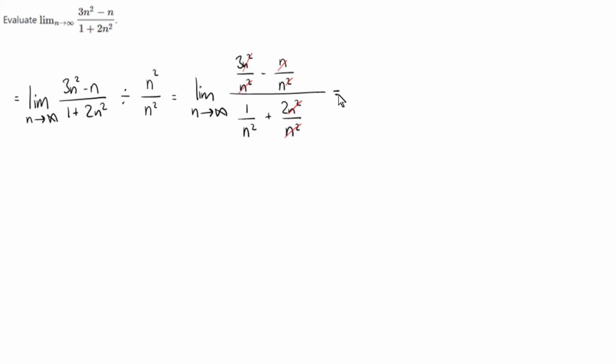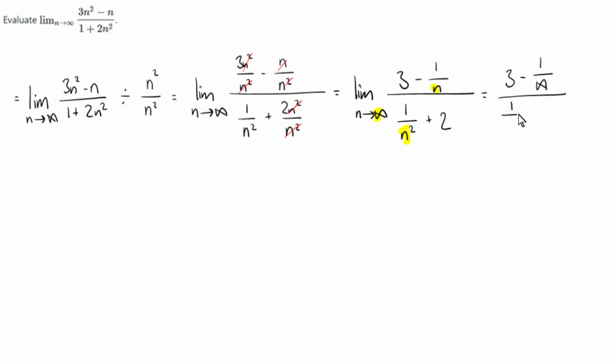So now we can rewrite this and see what we have left. In the numerator, we have a 3 minus 1 over n. In the denominator, we have 1 over n squared plus 2. So at this point, as n tends to infinity, we're simply going to substitute in infinity anywhere we see n. So this can then be written as 3 minus 1 over infinity over 1 over infinity squared plus 2.